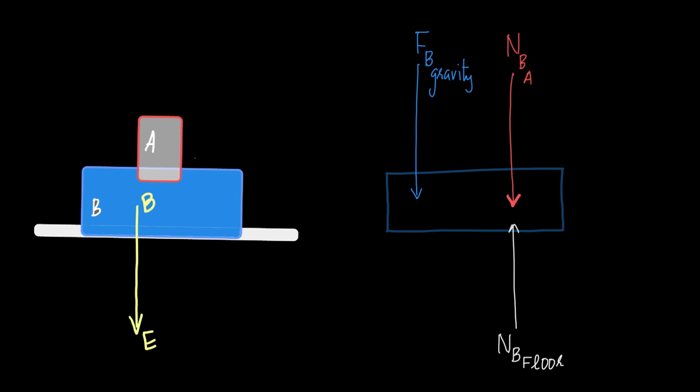So we have normal reaction on B due to A. Why? Because by virtue of contact with A, it will exert some force on B, and that will be normal reaction on B due to A. Now, by virtue of being in contact with the floor, the floor will push back this object P, which will be normal reaction on P due to the floor.